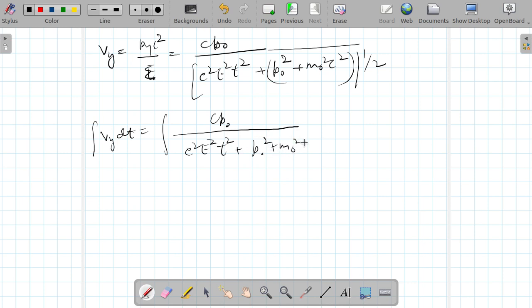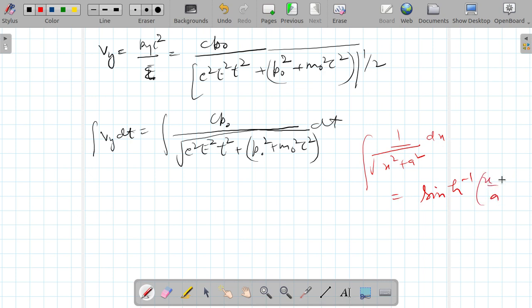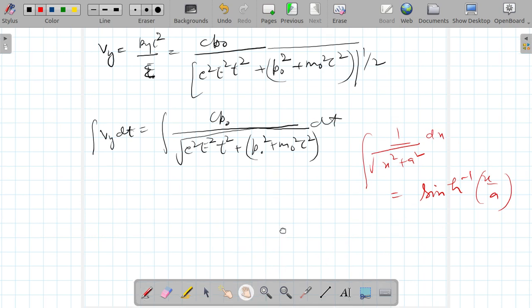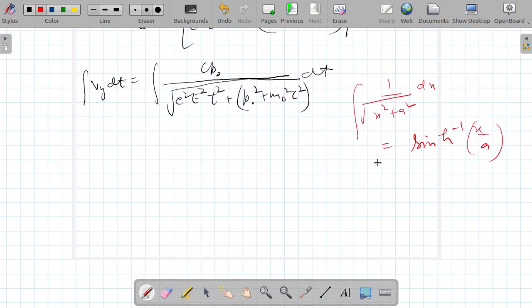M naught square C square under the root dt. As I know, the integral of 1 over x square plus a square under the root dx is equal to sine hyperbolic inverse of x over a. So if I use this value, I will re-express it.